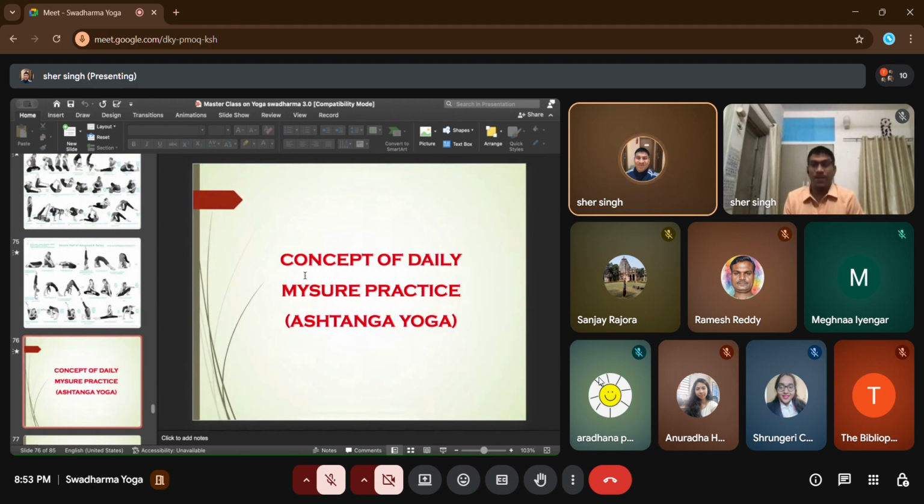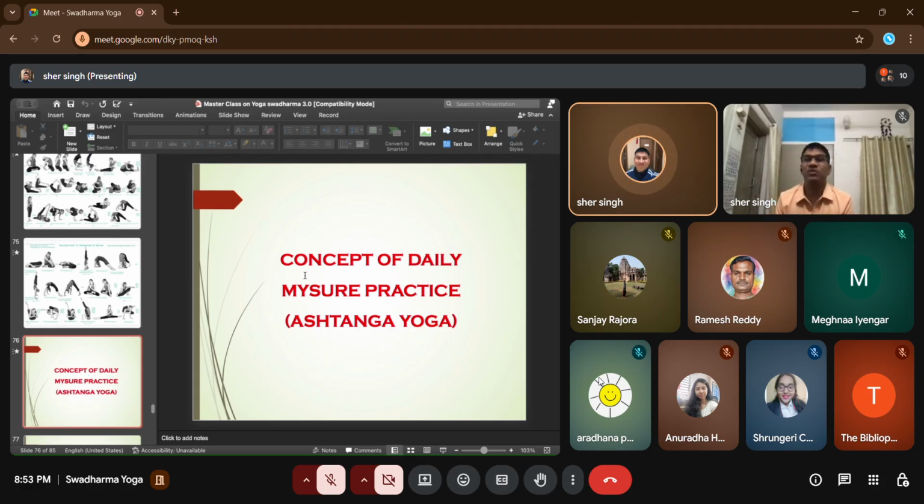So this is now the concept of daily Mysore practice in Ashtanga Yoga. I just want to share one thing: why is it called Mysore practice? Because it was invented in Mysore only. It has been practiced in Mysore and propagated in Mysore. So that's why it is called Mysore practice.